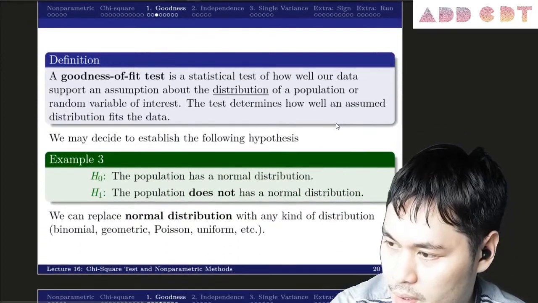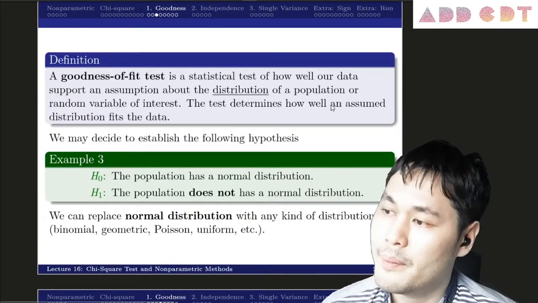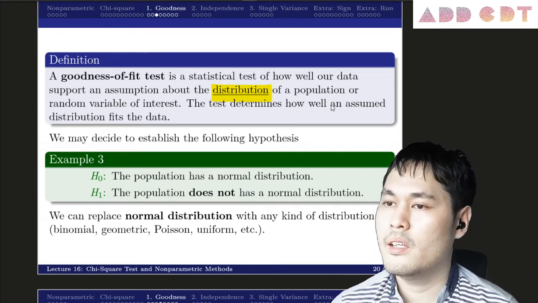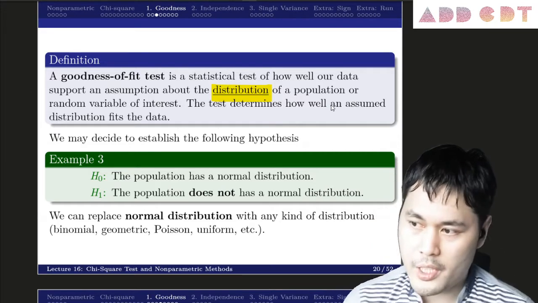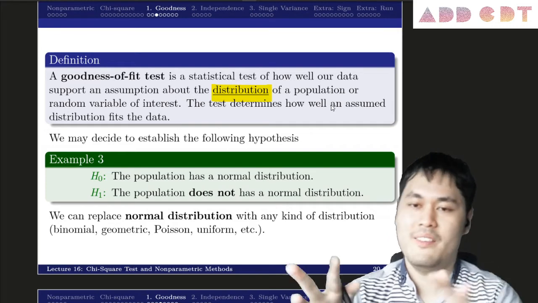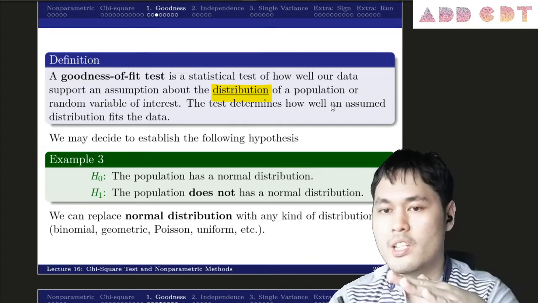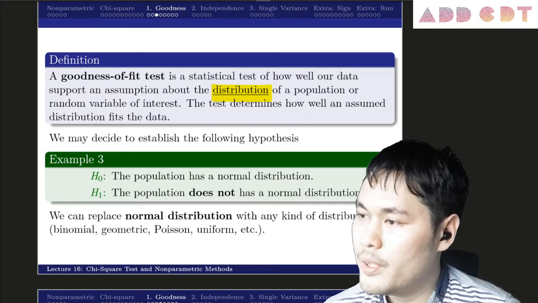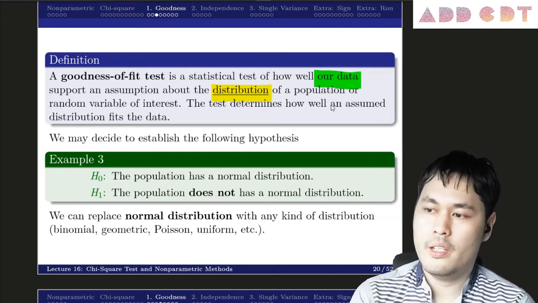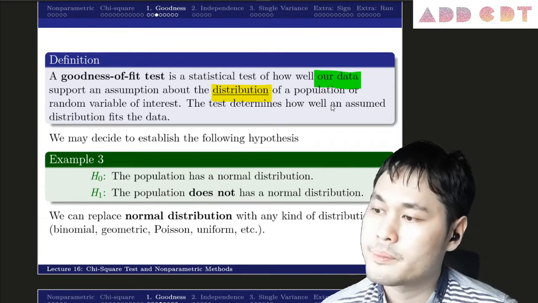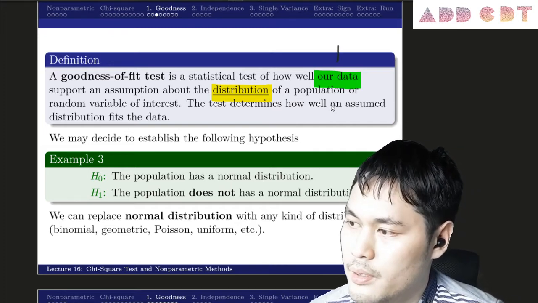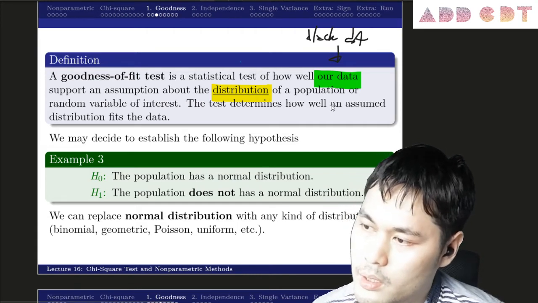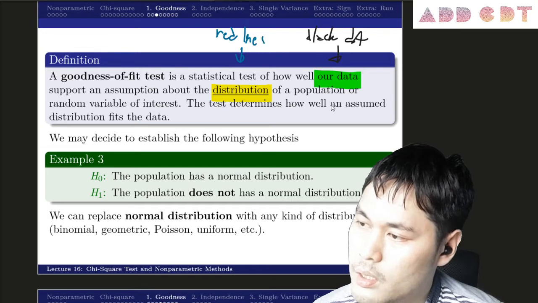So the question is, that's the definition, but instead of dealing with the parameters, the mu, chi, theta, pi, whatever, we deal with the distribution. We are asking if the sample agrees with the distribution that we believe in the first place. So how well our data support the assumption about the distribution. This data is represented by the black dots above. The distribution is represented by the red line or lines, because we have 3 or more.